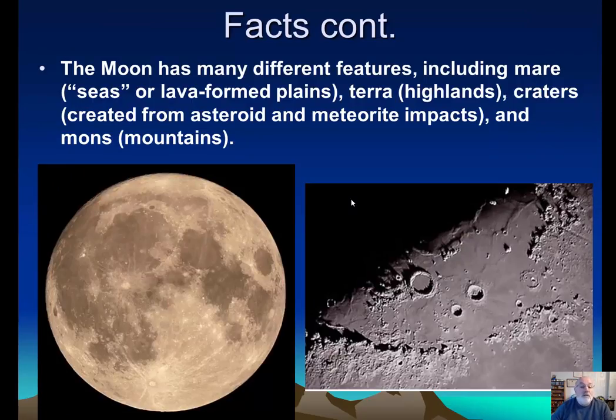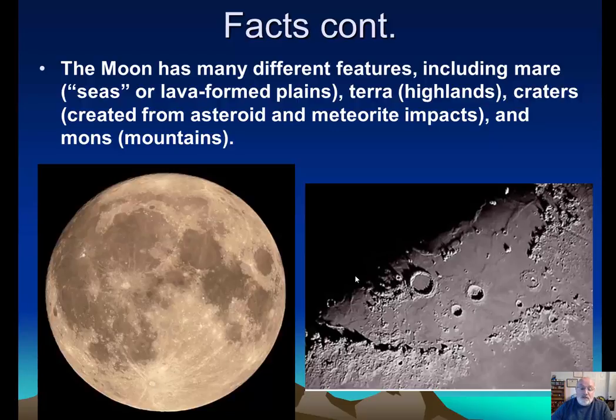More facts. The moon has different features that include Maria, which are the seas, these darker areas. Again, those were high impact, molten mafic rock coming out and filling up the craters, and they're mostly roundish in shape. It also has craters caused by asteroids, large craters, not quite as large as the Maria, but large in terms of what we see on the moon.